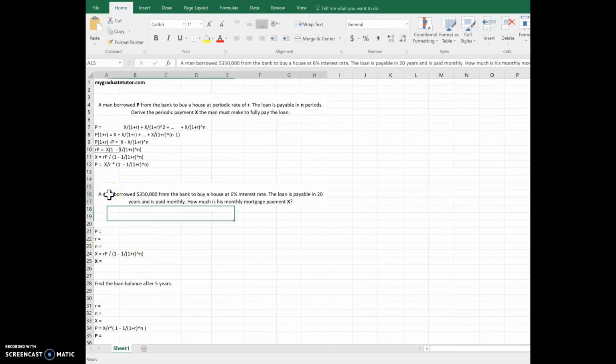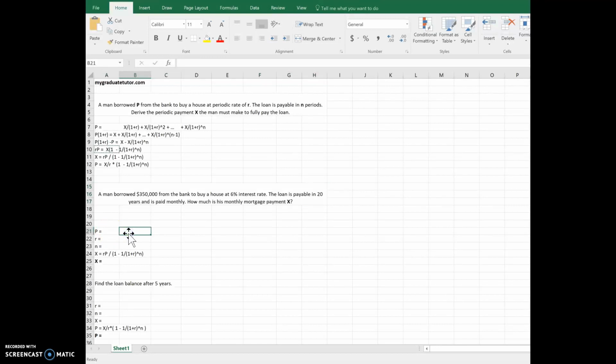Okay, now let's solve this problem here. So a man borrowed $350,000 to buy a house at a rate of 6% per year. Okay, so the man is going to pay the house in 20 years, and is going to pay it monthly. And we want to know what is the mortgage payment for this man. So the amount borrowed is $350,000, and the interest rate here is 6%. Okay, so say 6% divided by 12, because remember that our period here will be month. Okay, so your period here is in months.